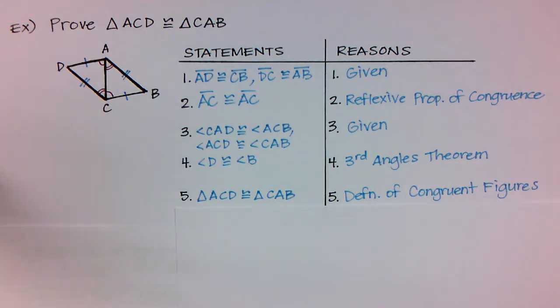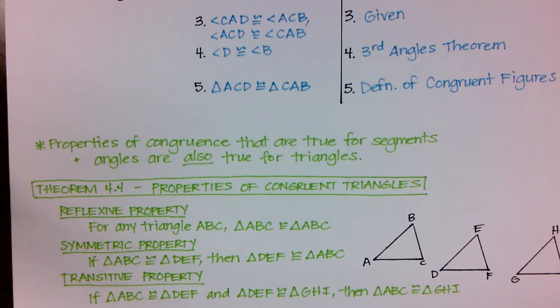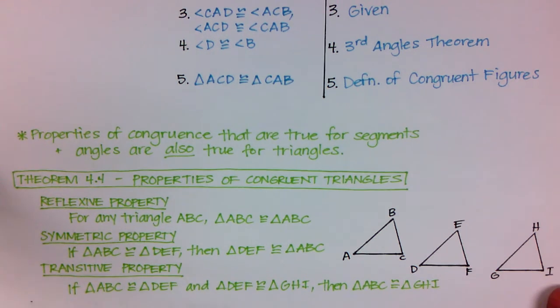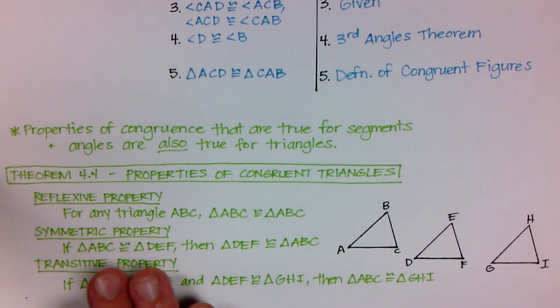Okay, so I'm going to leave you with one more thing. This is one more theorem that's going to help us out. Let's see if I can fit it all in here. Here we go. So properties of congruence that are true for segments and angles are also true for triangles. These are things that we talked about earlier a couple chapters ago. So Theorem 4.4 is just combining all those ideas. It's properties of congruent triangles.